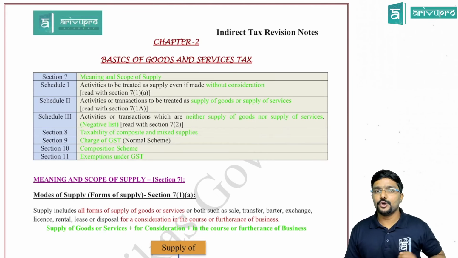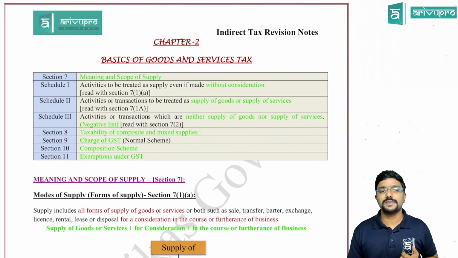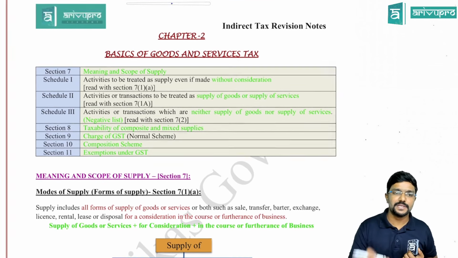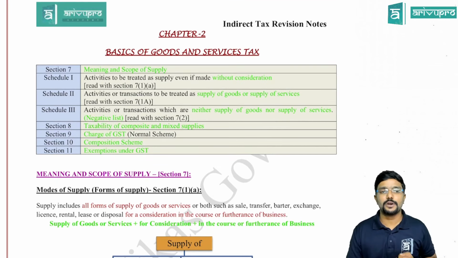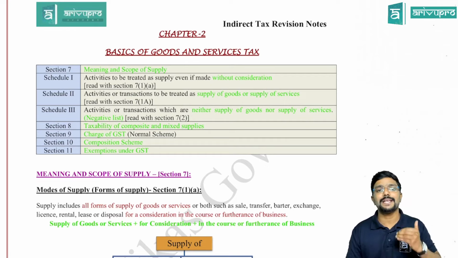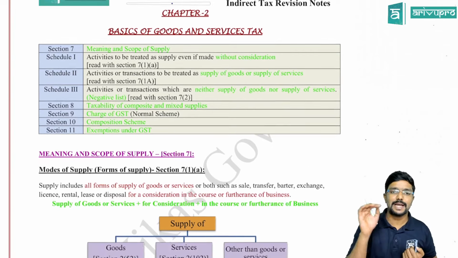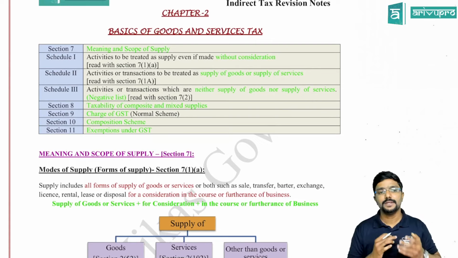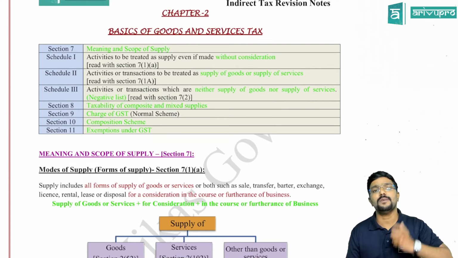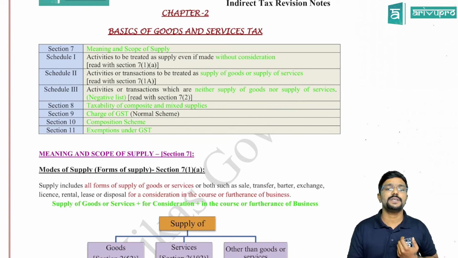We will revise chapter 2, which talks about basics of goods and service tax. So here we would be covering various sections read with schedules. Section 7, which talks about the meaning and scope of supply, has to be read with schedule 1, 2, 3. Then coming to section 8, which talks about the taxability of composite and mixed supply. Then section 9, which talks about normal scheme or charge of GST. Then section 10, composition scheme.